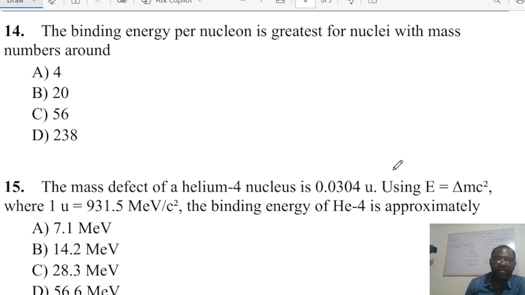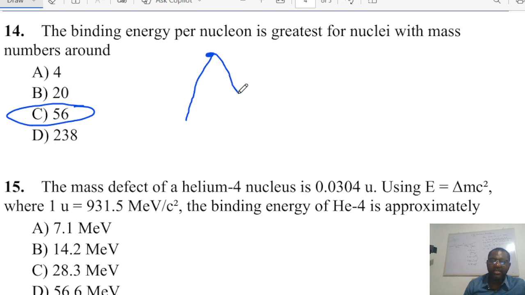Now, the binding energy per nucleon is greatest for nuclei with mass numbers around. Now, the peak of binding energy is iron with a mass number of 56. The lowest is hydrogen. So it goes from hydrogen, it peaks at 56, then starts coming down. So the peak is at iron. Okay, that's by the way. You may not need that information for your exam, but no knowledge is a waste.